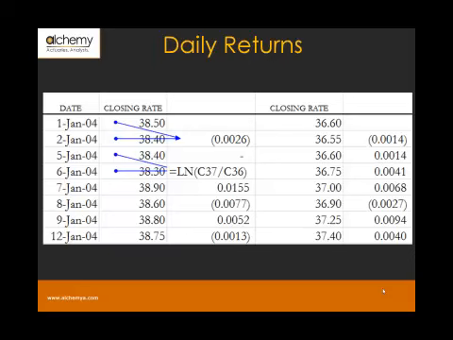So the 0.0026 that you see is actually the natural log of 38.4 divided by 38.5. Similarly, the 0.0155 that you see here is basically the natural log of 38.9 divided by 38.3. So far so good.